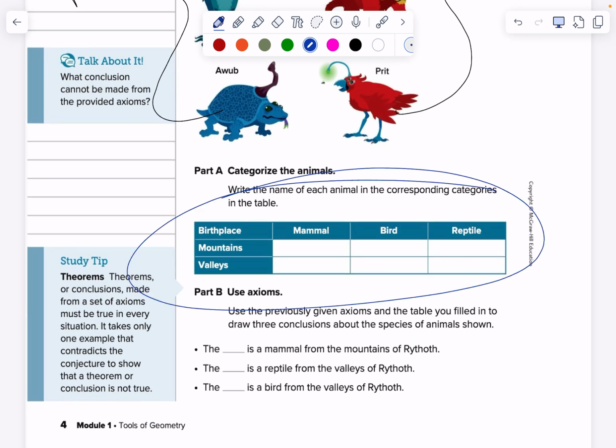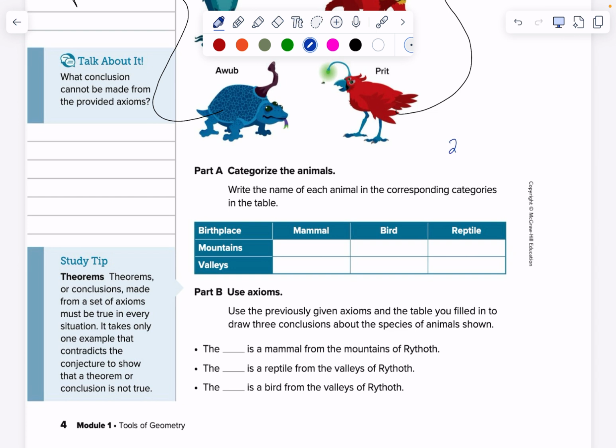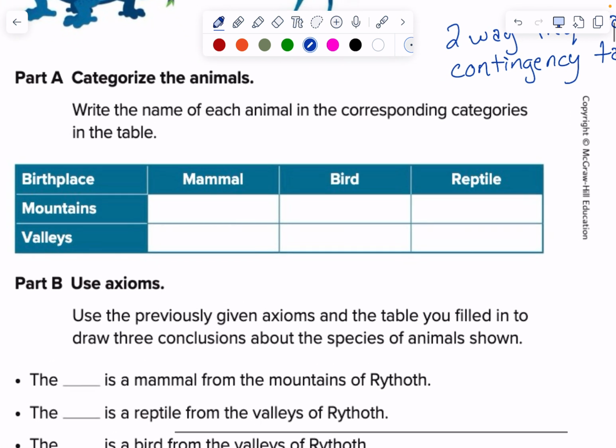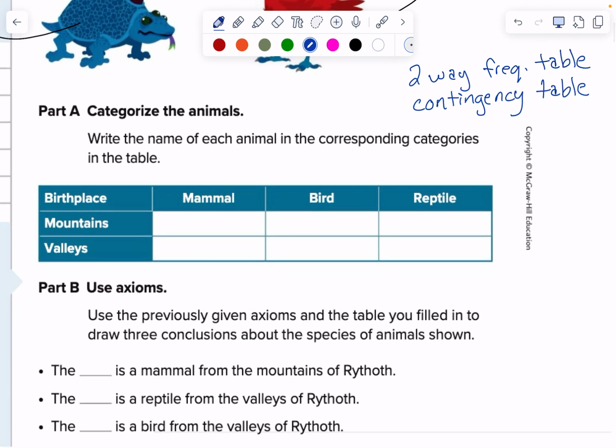This is called a two-way frequency table. If you want to write that down, you don't have to. A two-way frequency table, also called, this is one of my very favorite words in the math world, it's kind of fun, a contingency table. Anybody pronounce that word? You want to take a stab at it? Contingency table. A two-way frequency table or a contingency table. Now, you can build frequency tables or contingency tables however you want.